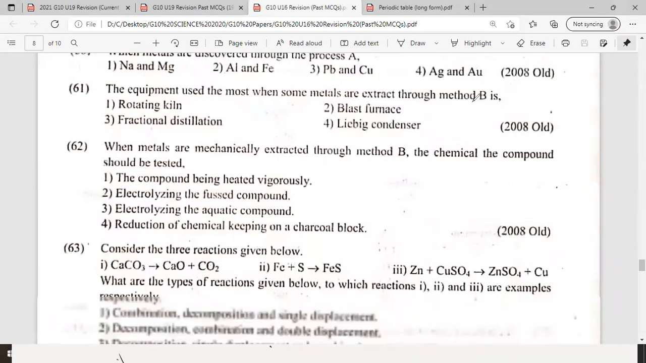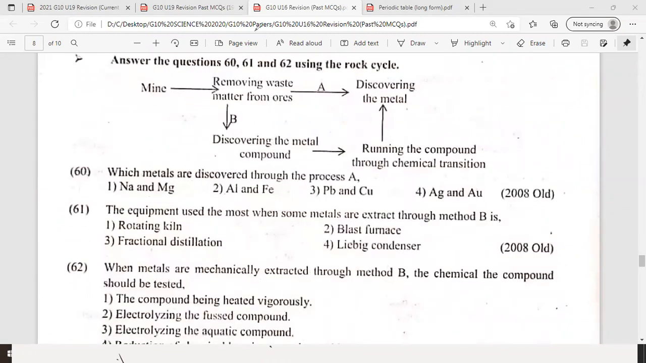What is the answer? Any volunteers? 60th MCQ. The answer? Fourth answer.